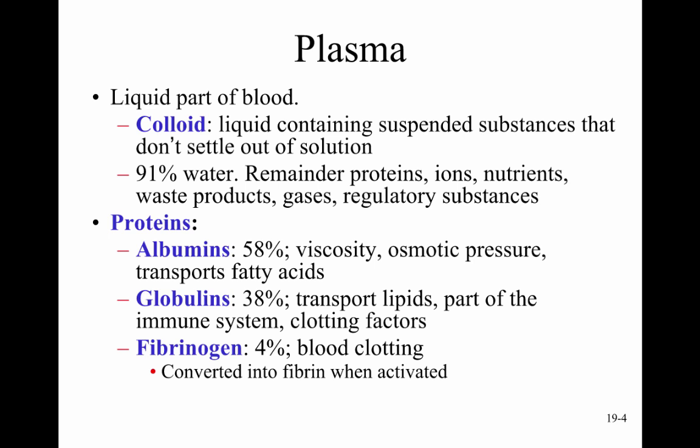So fibrinogen is sometimes called a precursor, but it's always in your blood, but you don't want it activated all the time because you'd be forming clots all over. So it's inactive until clotting factors are released, then it's converted into fibrin.